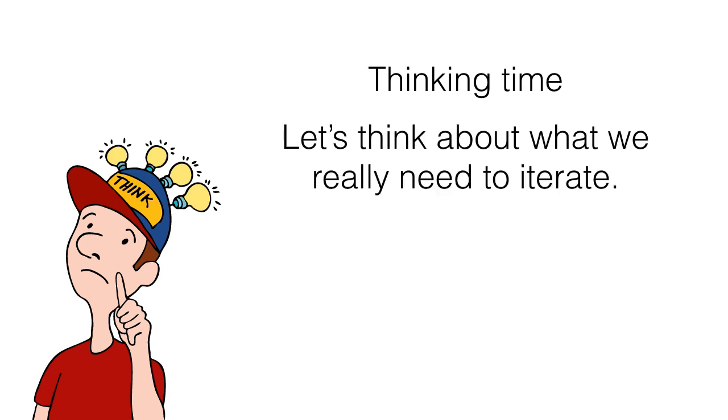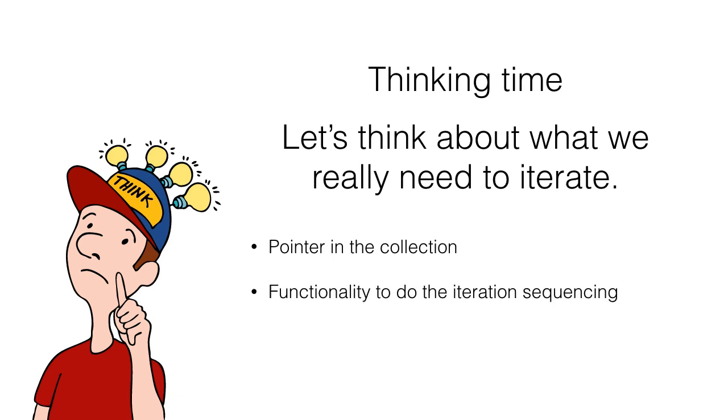I want you to think about this. Let's think about what we really need to iterate. What do we need to loop through a collection? Well, we need a pointer, right? So the collection itself needs a pointer. It needs to be able to say, hey, you're right here. And then we need some functionality to be able to do the actual iteration sequencing. We just went through the steps of what the sequence is. So that's the functionality. The pointer is the data value.